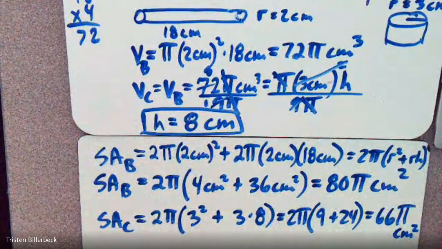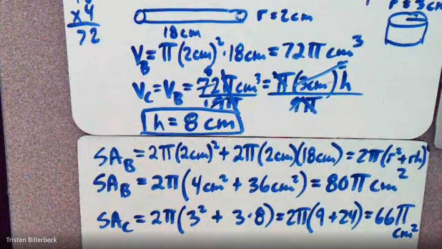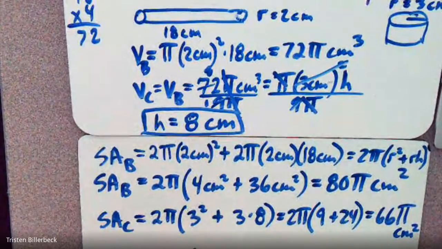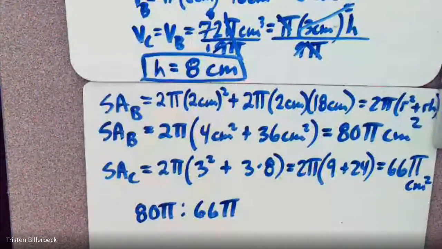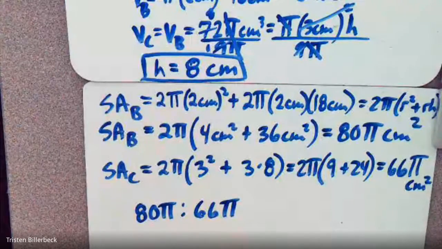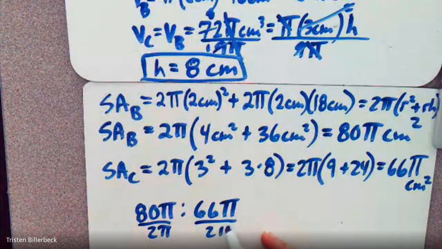And it says find the total surface area ratio of the bar to the new cylinder. Okay, so the bar was 80 pi centimeters to 66. Okay, so we're getting there. So one thing with a ratio, we want to reduce it. So these are both reducible by 2 pi. So let's divide this by 2 pi and 2 pi and see what we get.